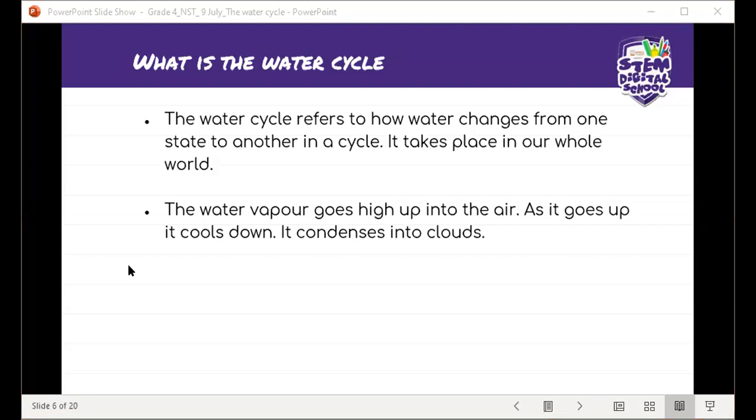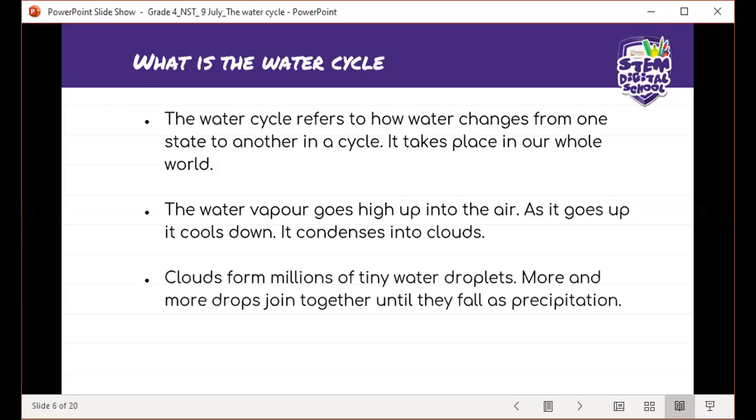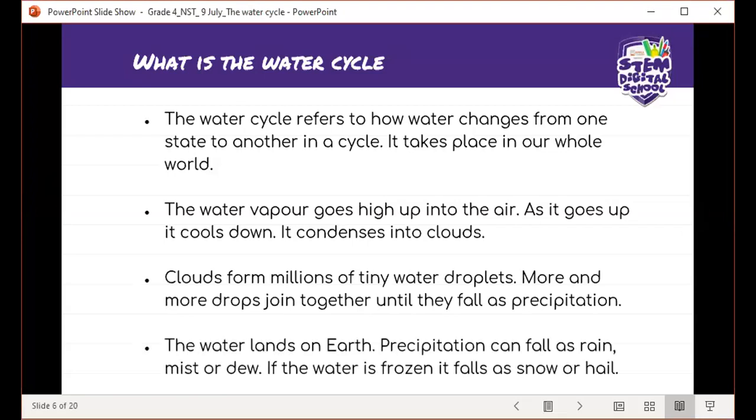It condenses into the clouds, and then what happens next is clouds form millions of tiny water droplets. More and more drops join together until they fall as precipitation. Then the water lands on the earth. Precipitation can fall as rain, mist, or dew. If the water is frozen, it falls as snow or hail.